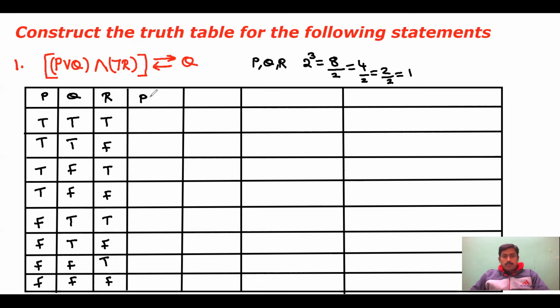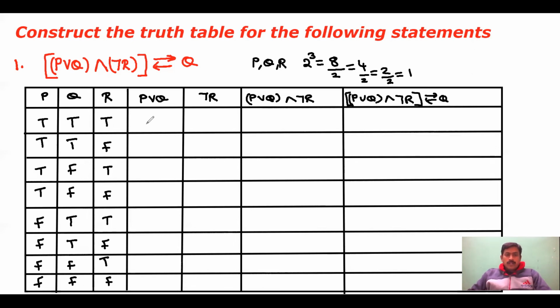So if you observe this, first we need this P or Q term. I can write P or Q. Next, we need not R, so I can write not R. Then we need this P or Q and not R as the third term. Finally, we need this entire term biconditional Q, because Q is already involved in this column. So we can write this as the final one: P or Q and not R biconditional Q is our last column, that is our required answer.